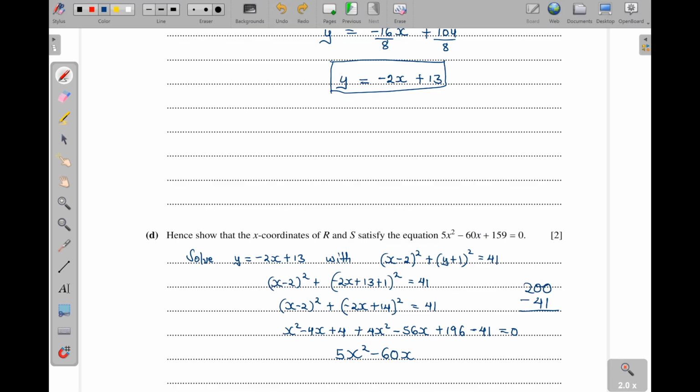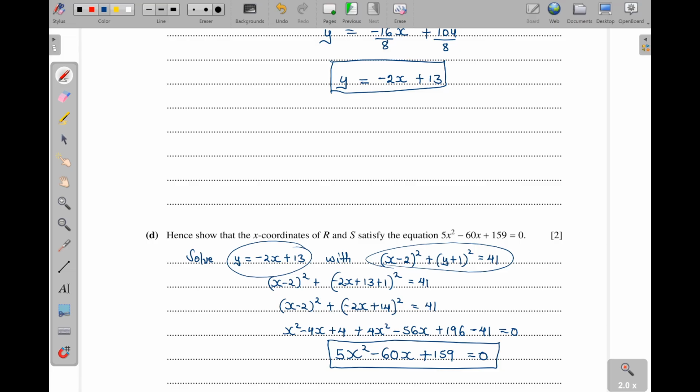So we shall have 5x² − 60x + 159 = 0. This quadratic equation is the one we are supposed to solve to give us the x coordinates of S and R. Then from there, we can substitute in this equation or in any of the equations of the circles to get the y coordinates.